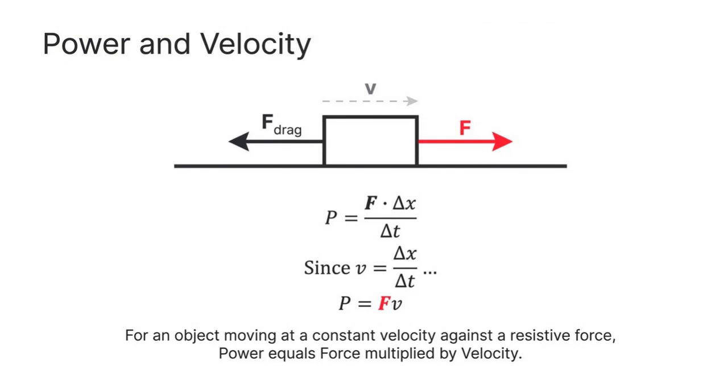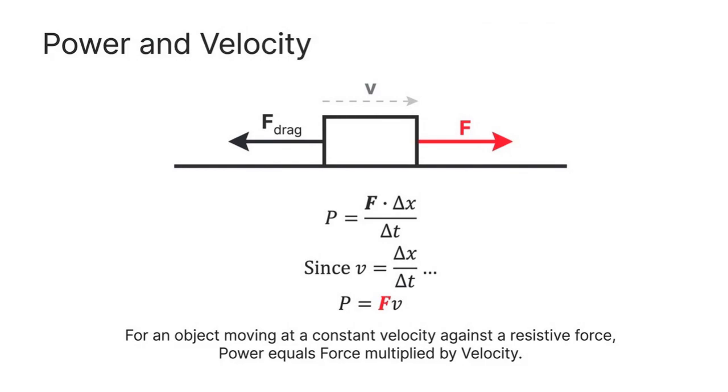When an object moves at a constant velocity while facing a resistive force like drag, the power needed to keep it moving can be understood by looking at the relationship between force, distance, and time. Power is defined as the work done over a certain time period. Work here is the force applied multiplied by the distance the object moves in that time.